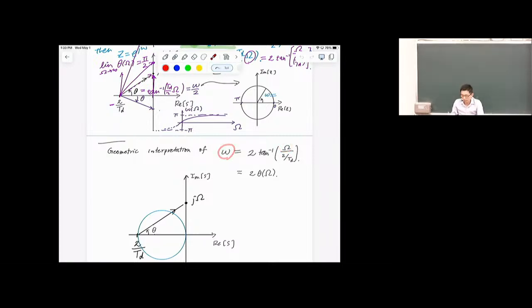And this equation can be written in terms of arctangent: 2 times arctangent of big omega divided by this factor. And this factor, 2 over T_d, is a factor that shows up in your bilinear transformation. Now there is a free parameter T_d that we can choose.